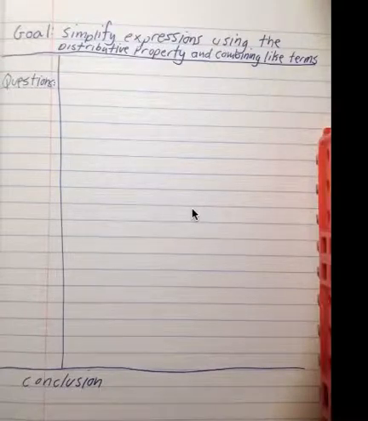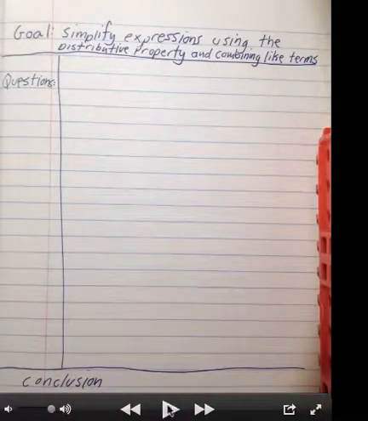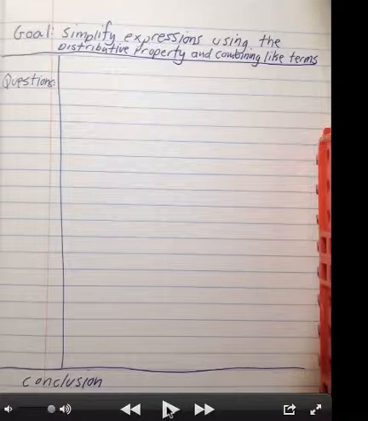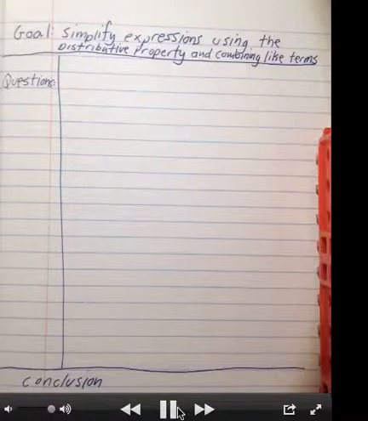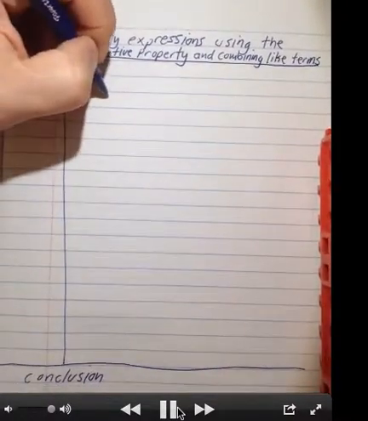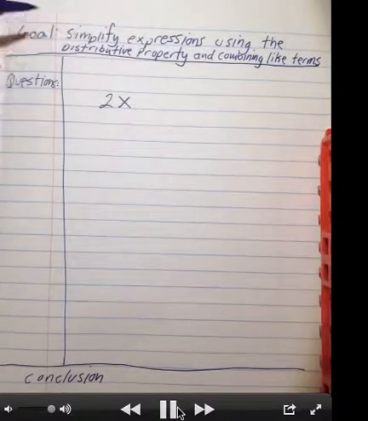Using the distributive property and combining like terms. First, let's just write an expression, 2x plus 1.